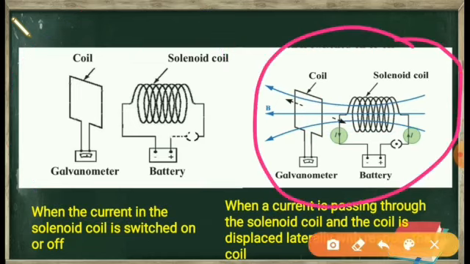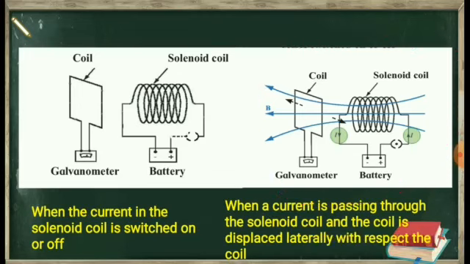Now consider this. The solenoid coil is displaced with respect to the coil. The current is still produced in this coil. So what can be inferred from these two experiments? Even if the solenoid coil is kept stationary, a change in current in a solenoid coil produces a current in the coil.